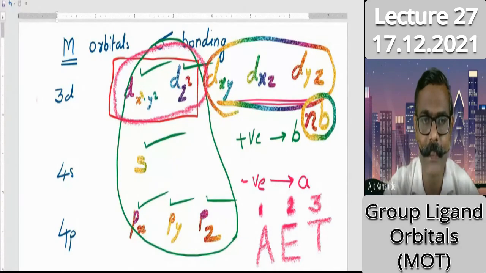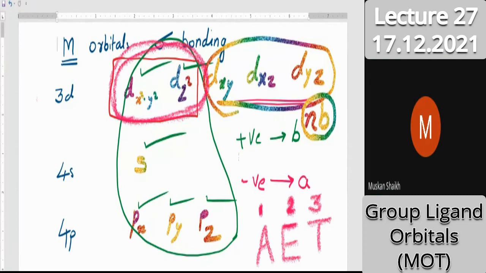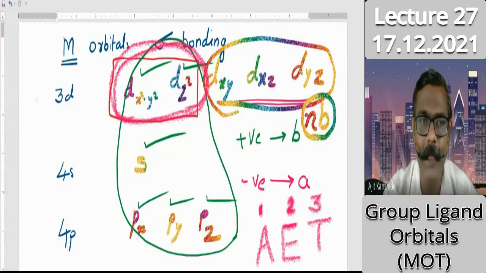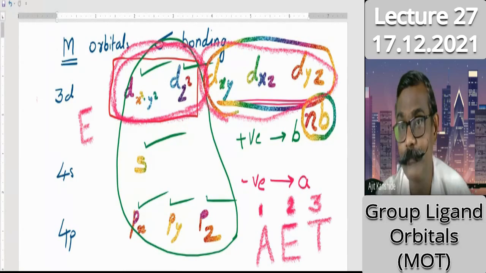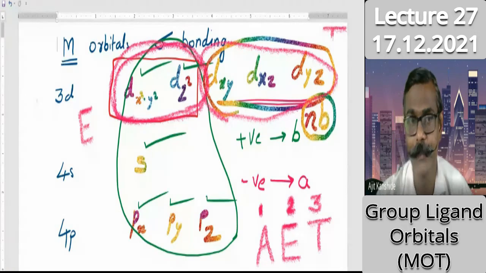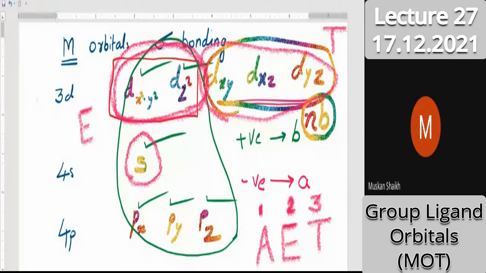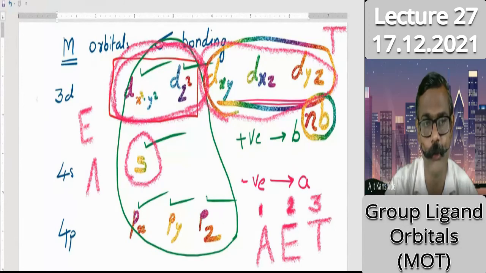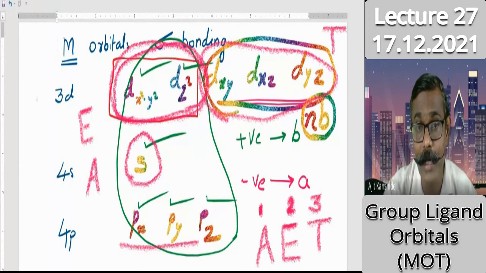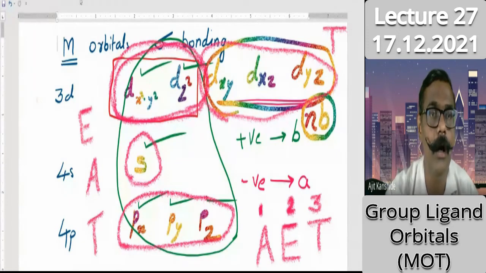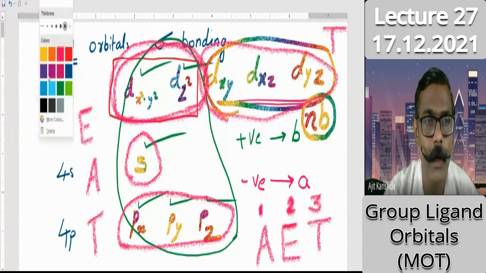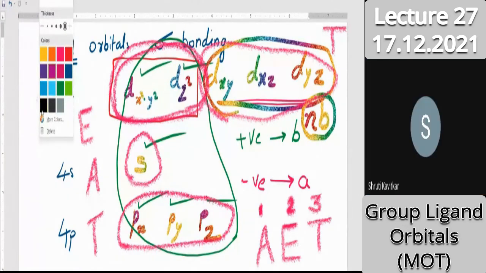Now let us see. This set, how many are there? Two. So which symbol? E. How many are here? Three. Which symbol? T. How many orbitals are here? One. Which symbol? A. Now last, all three are there: Px, Py, Pz. How many are here? Three. So which symbol? T. Are all of you following what we are discussing? Good.